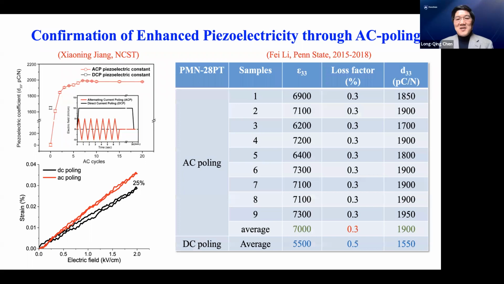Also here at Penn State, when Fei Li was here, we went through many different compositions and compared AC poling and DC poling. Indeed, if you look at the last column, the values of the piezoelectric response compared to the DC poling, the last row, we're getting also about 25–30% enhancement. So it's true, actually, AC poling can help enhance the piezoelectric response of a crystal.